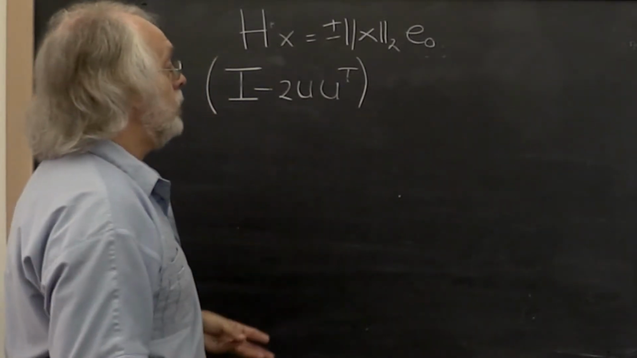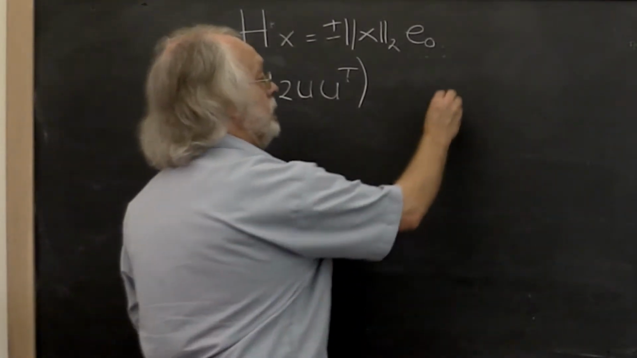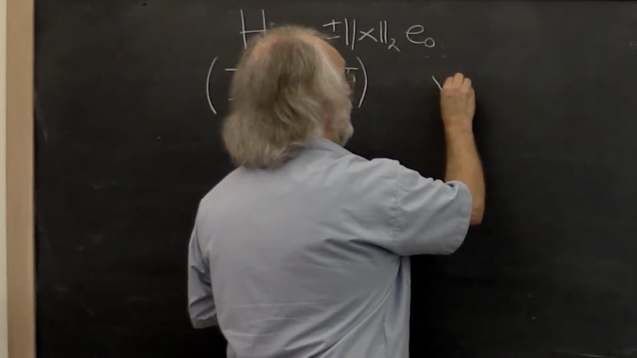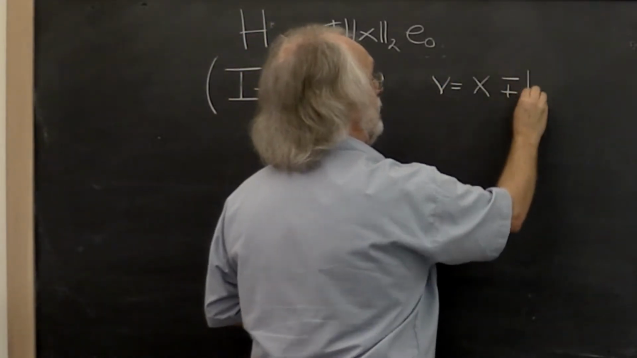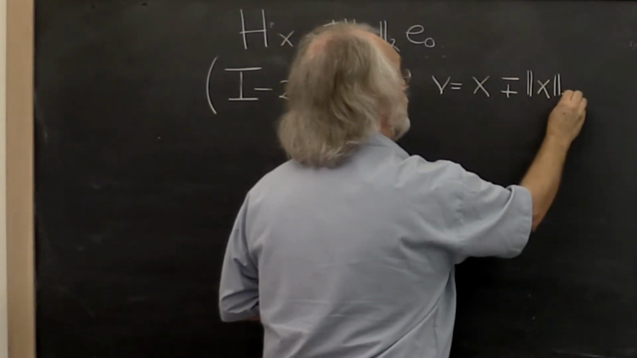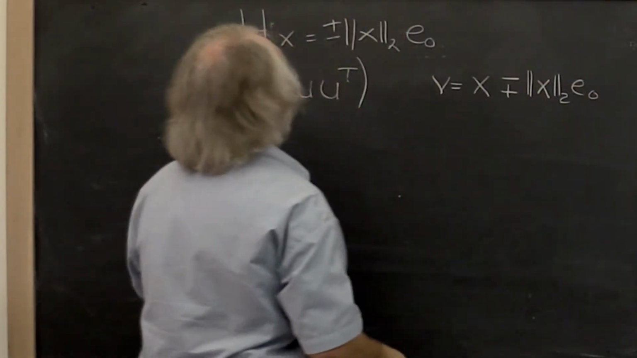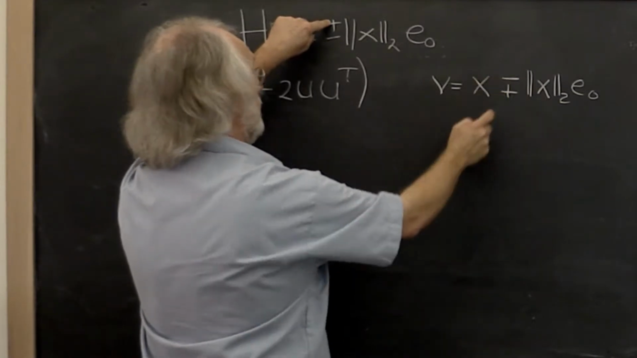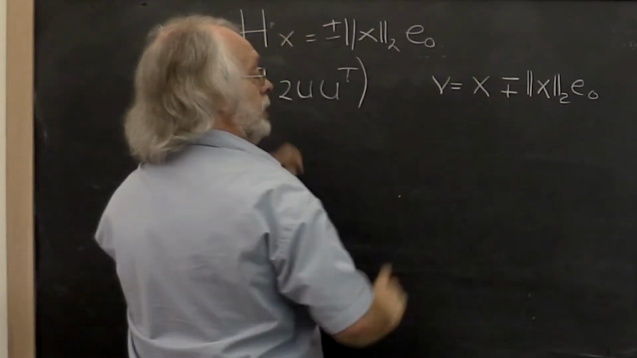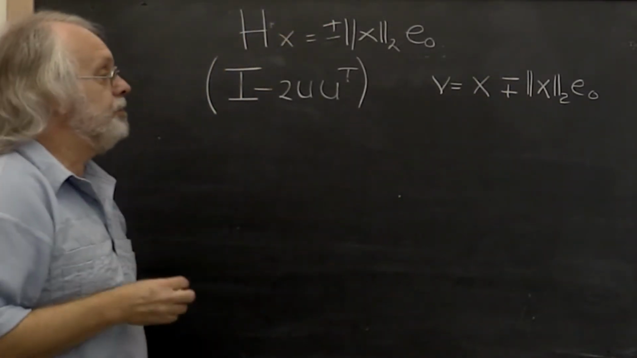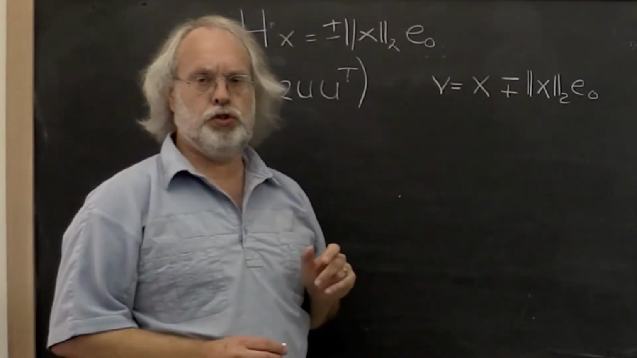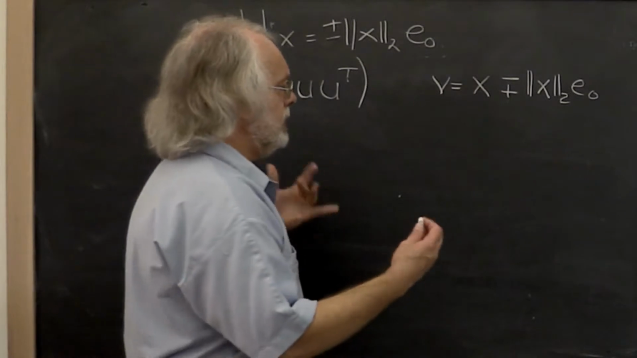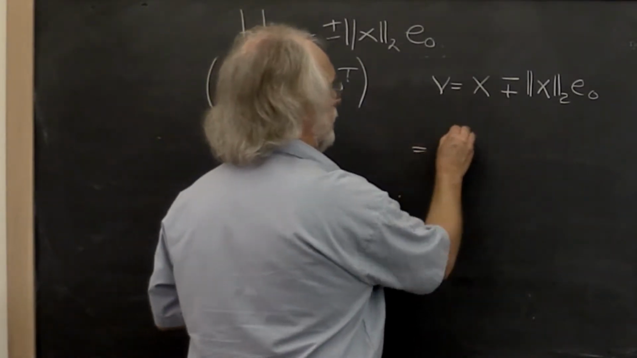And what we saw was that the way to compute this was to set v equal to x minus plus the 2-norm of x times e0, where if you pick the plus here, you would pick a minus here, and if you pick the minus here, you pick a plus there. The question might be, which of the two should you pick? Well, let's have a look at what this looks like.